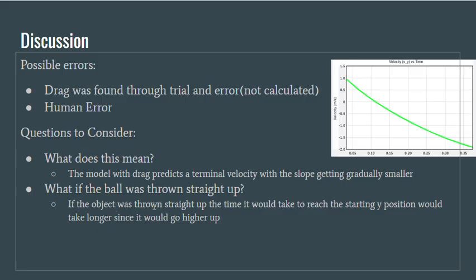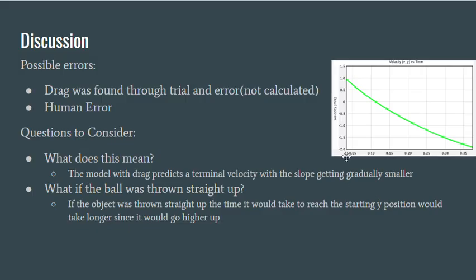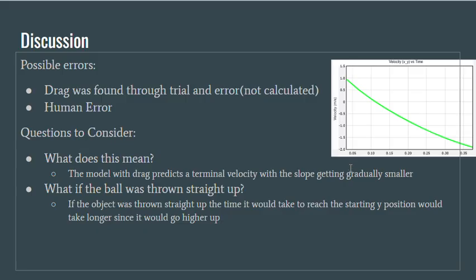What if the object was thrown straight up? The time it would take to reach the starting Y position would be longer because it would go higher. So the time it would take to hit the ground would go up. It would take longer because it has to go higher, since it doesn't go across in the X.